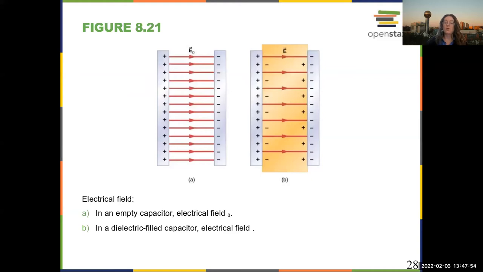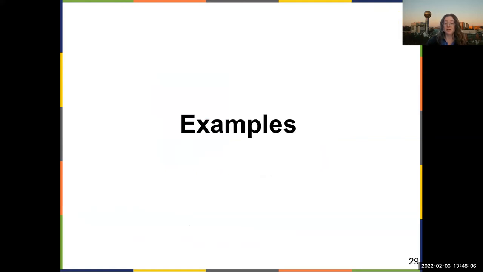Okay, so when you do this and you put this dielectric material in between two plates, what you're doing is counteracting some of the charges because the material can be partially polarized.